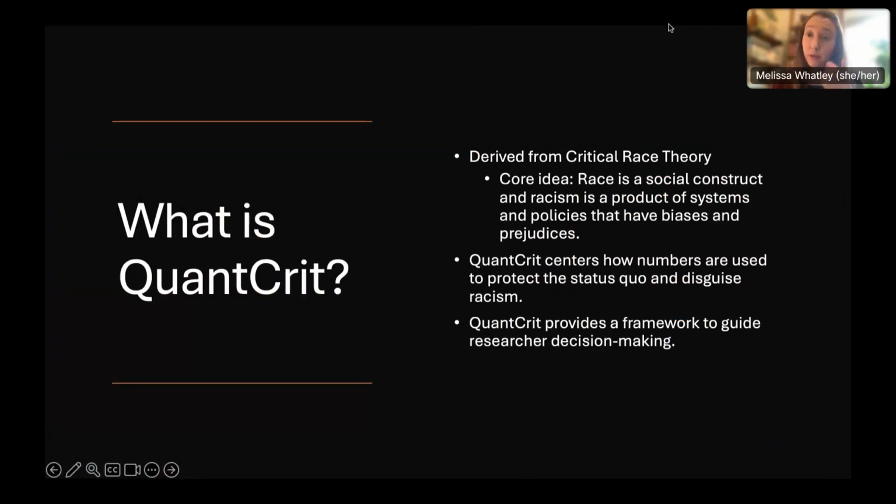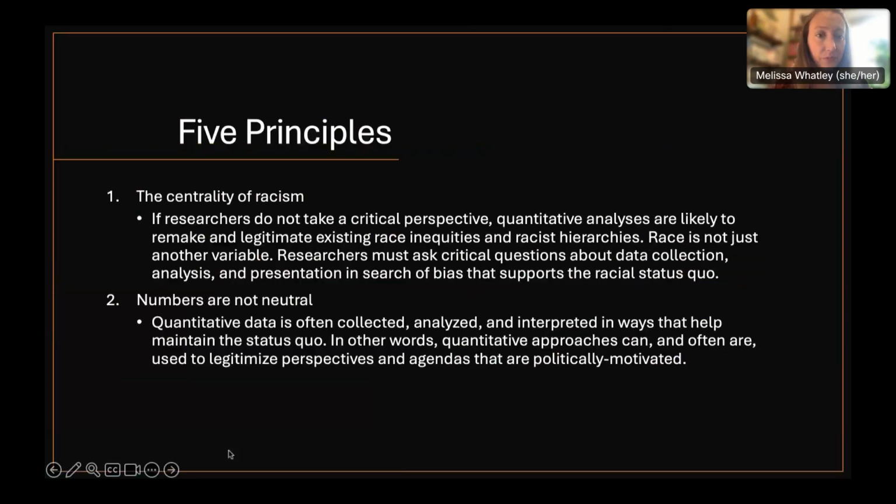If you're familiar with critical race theory, you know that the core idea of this theory is that race is a social construct, and racism is a product of systems and policies that have biases and prejudices. So what QuantCrit does is it centers how numbers are used to protect the status quo and disguise racism. QuantCrit provides a framework to guide researcher decision making, to disrupt the status quo, and to reveal racism in the way that we go about conducting research. There are 5 principles of QuantCrit, and I'll go through each one and explain what they mean.